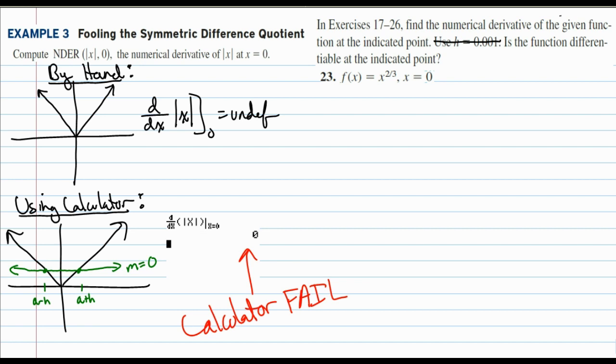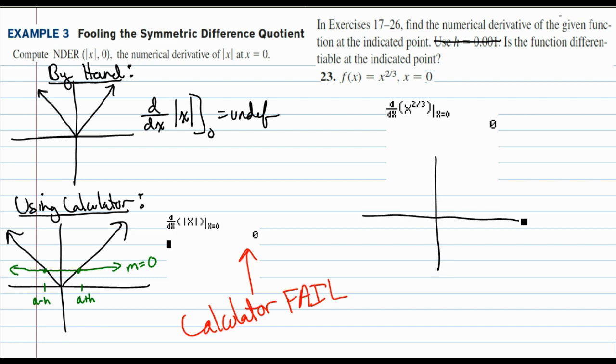Now try problem number 23, which says find the numerical derivative of the given function at the indicated point. And it's telling us to use h equals 0.001, but I want us to use the calculator. And then we're going to identify if the function is differentiable at that point. Well, let's look at the calculator first. And my calculator tells me that the derivative of x to the 2/3 at x equals 0 is 0. Well, let's figure out if that's right.